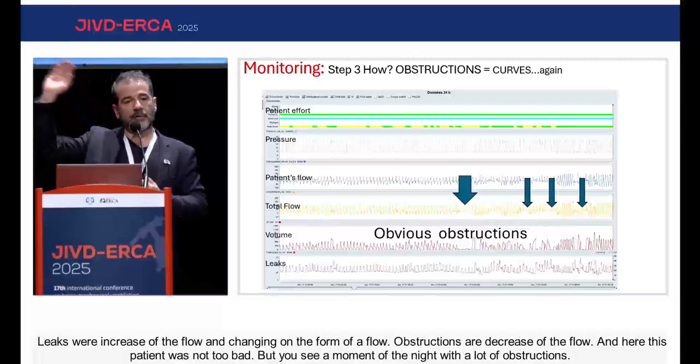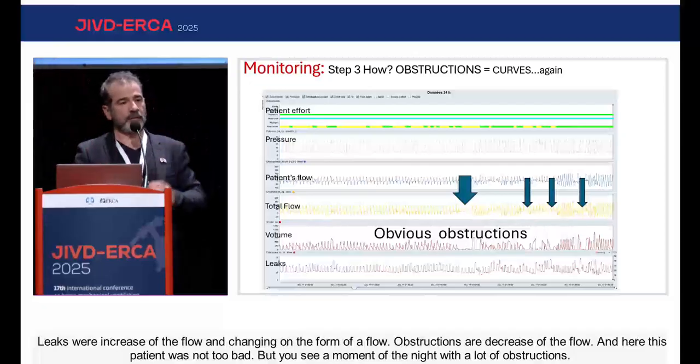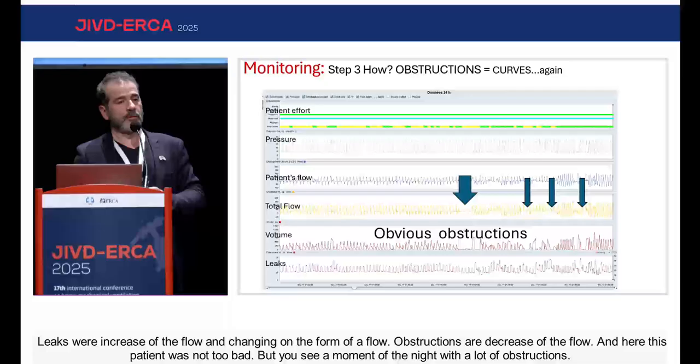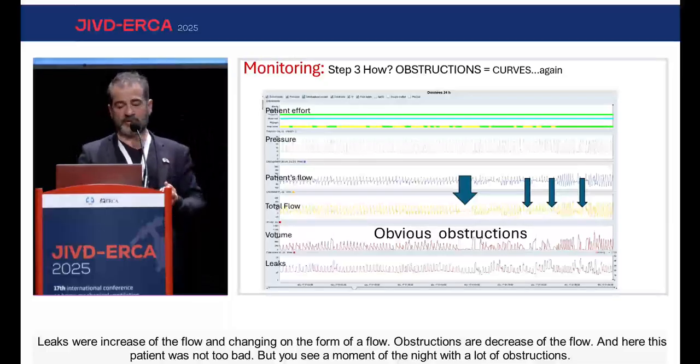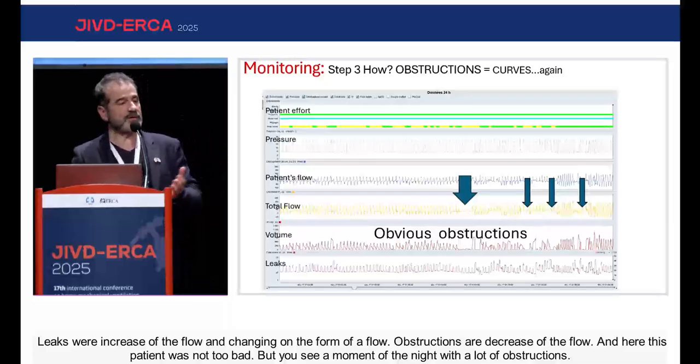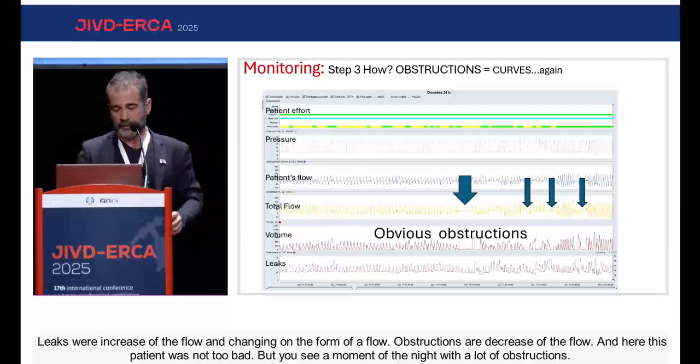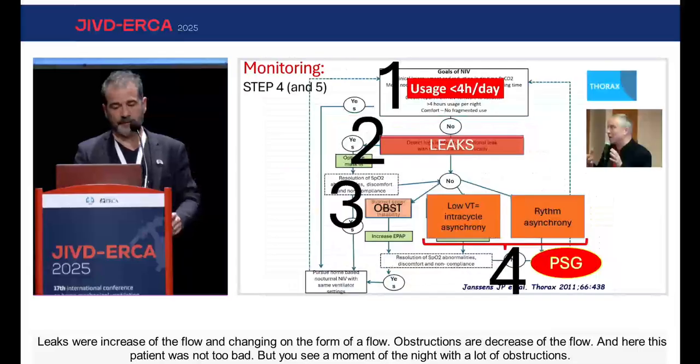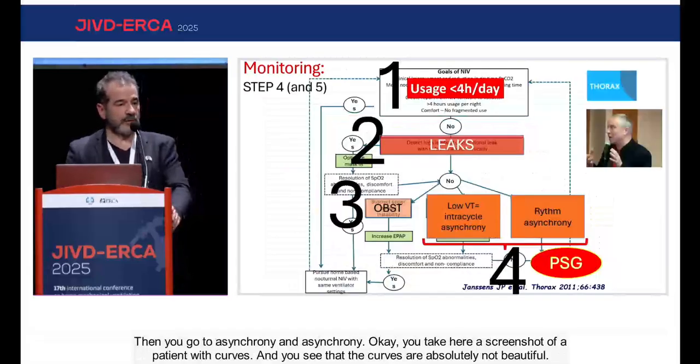Leaks are an increase of the flow and a change in the shape of the flow. Obstructions are a decrease of the flow. And here, this patient was not too bad, but you see a moment of the night with a lot of obstructions. Then you go to asynchrony.